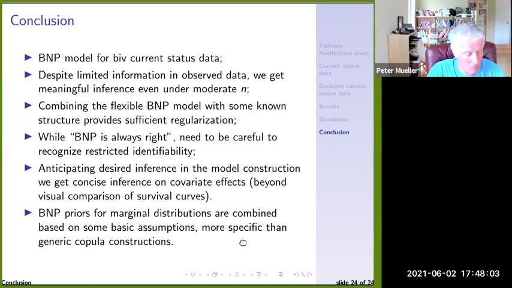It was also important in this particular inference to anticipate the inference target in the model construction. In the end, if you want to have inference on a treatment effect, you better put some element in the model construction that you can then later interpret as a treatment effect. So in a way, I think of our whole construction as similar in spirit to copula constructions because we start with marginal distributions and build a joint distribution. But rather than using a generic copula, we used a construction that was really building on known structure in the problem. And that's all I wanted to tell you.